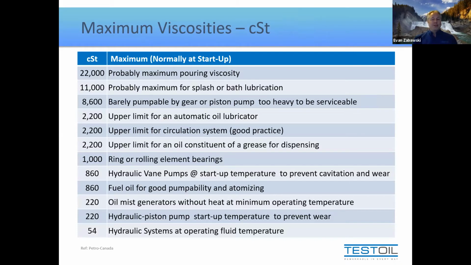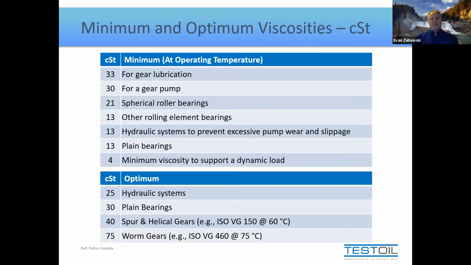So what is the highest viscosity any type of system should have during a cold start? And if you find hydraulic on this list, you'll notice it's way down at the bottom and it suggests 54 centistokes. So just remember that number for a few seconds here, 54 centistokes. We go to the next couple of lookup tables and we see that the minimum viscosity, so at operating temperatures for a hydraulic system, you see that one in the middle there, is about 13 centistokes. And the optimum viscosity for hydraulic systems, at the top of that chart, suggests 25 centistokes.